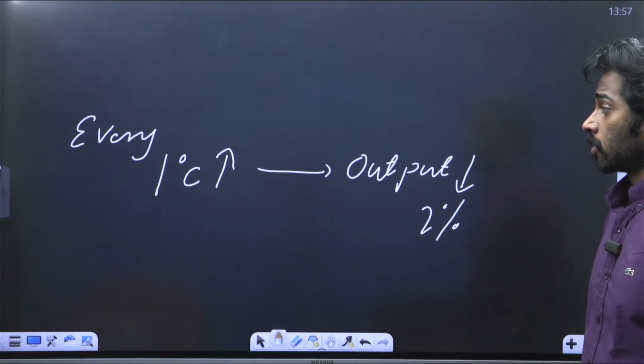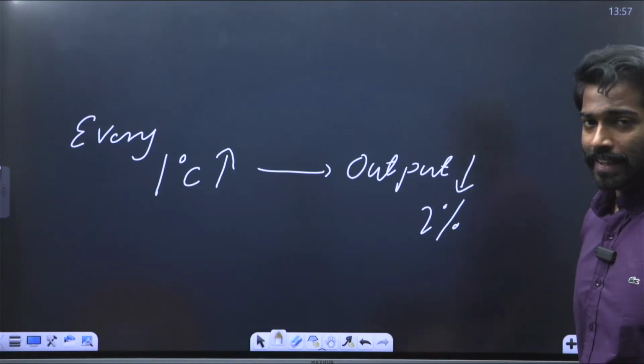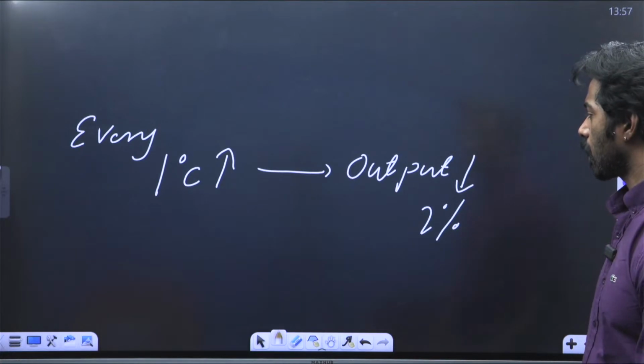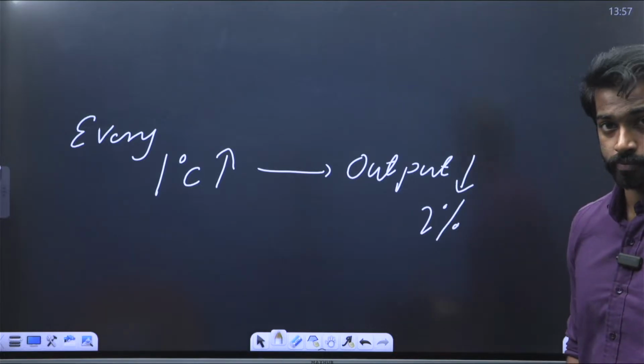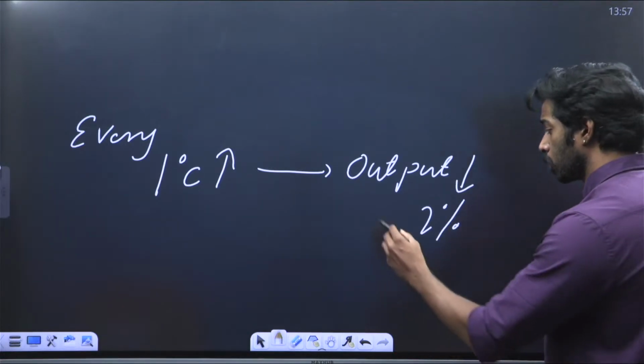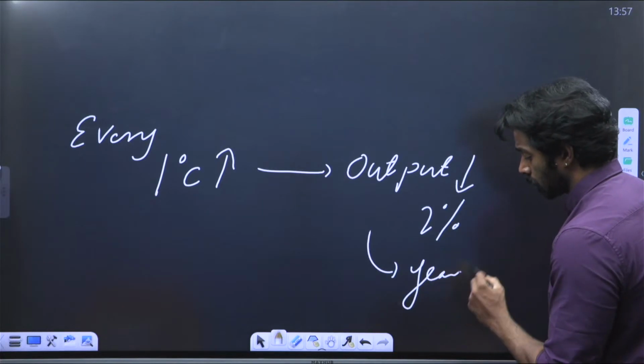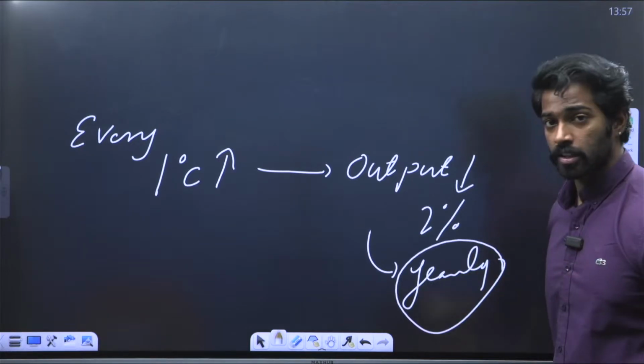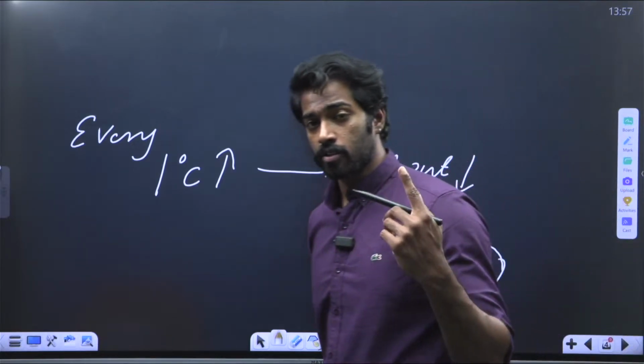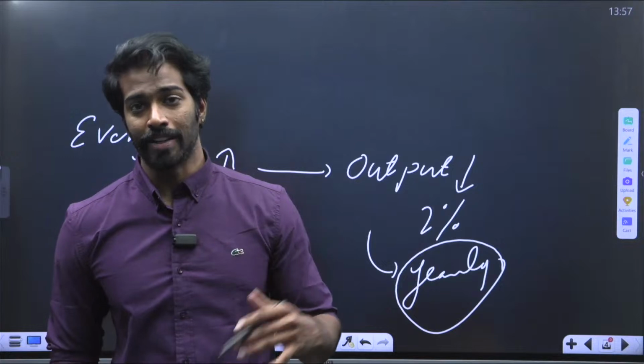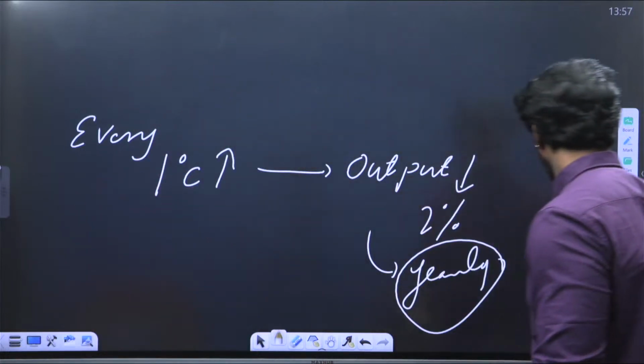Then the statistics say that with every 1 degree increase in the temperature, we have an output decrease of 2%. Meaning this 2% output decrease is yearly. So whenever there is a temperature rise of 1 degree, there is an output decrease of 2% yearly. This is the other point that you need to keep in mind.